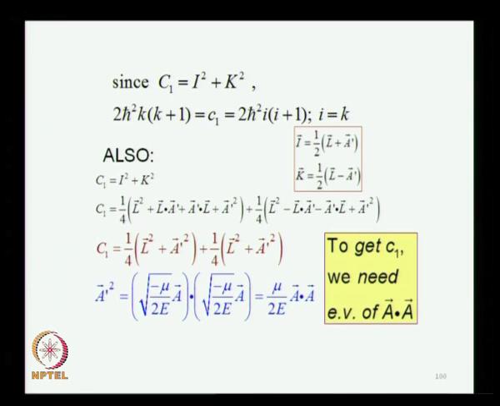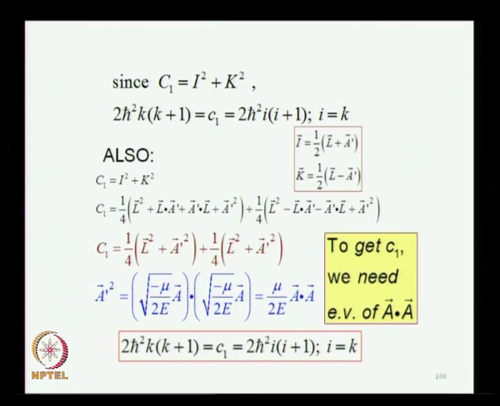And what you find is that to get the eigenvalue of this operator Casimir C1, you must find the eigenvalue of A dot A, which defines through the scaling mu over 2e what this A prime square is, and this A prime square appears explicitly in C1. So, let us get the eigenvalue of A dot A.